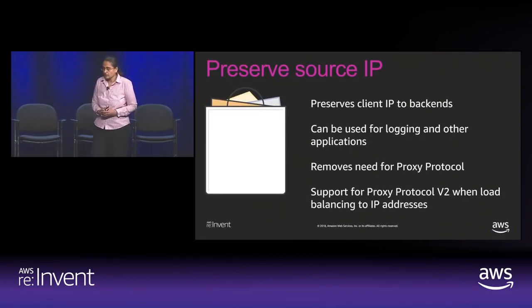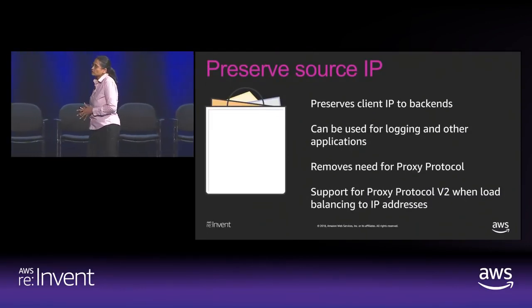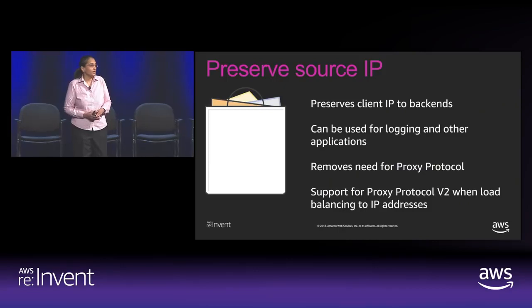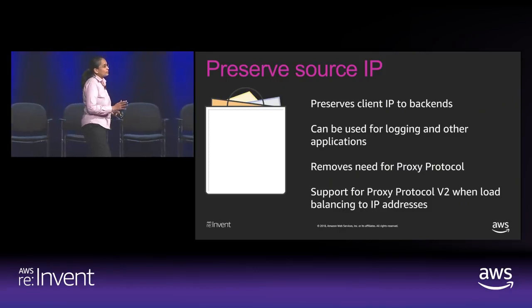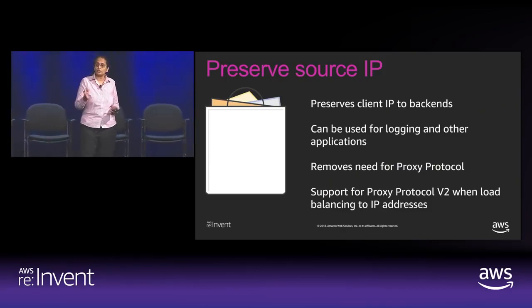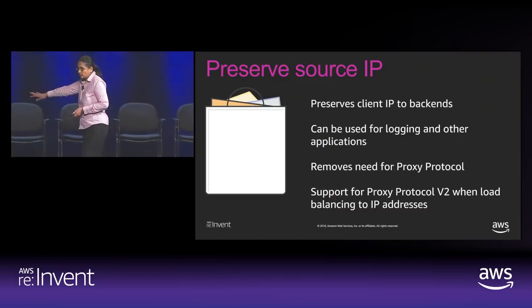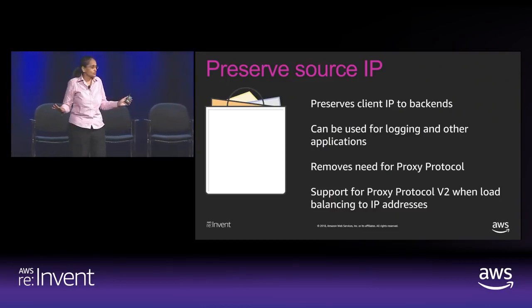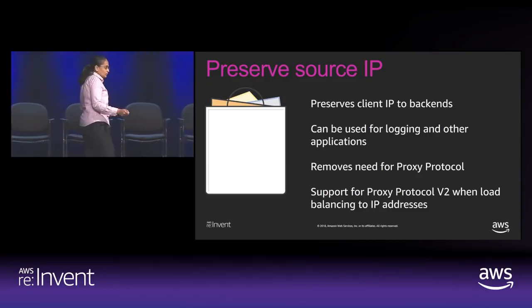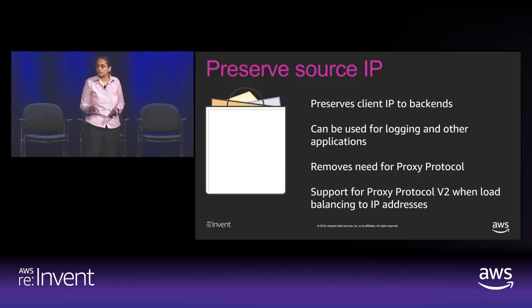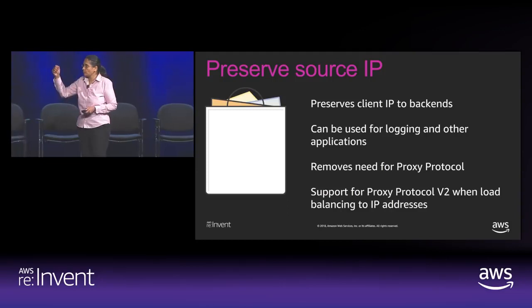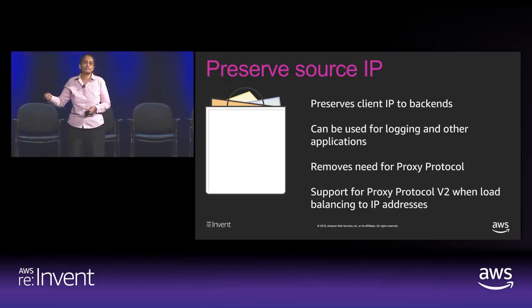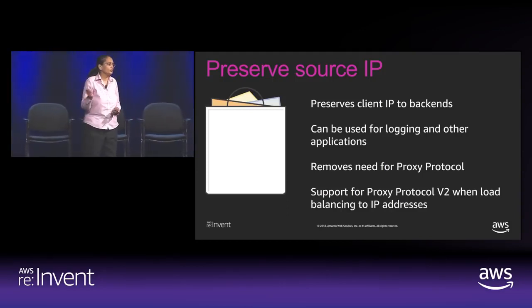The next critical feature on the network load balancer is preservation of the source IP. The network load balancer is a complete pass-through device. We preserve your client IP and send it all the way to your targets. So a lot of use cases open up with it. One that I want to highlight is if you want to set up security groups on your backends and allow traffic only from a certain CIDR group, you can use the client IP preservation.